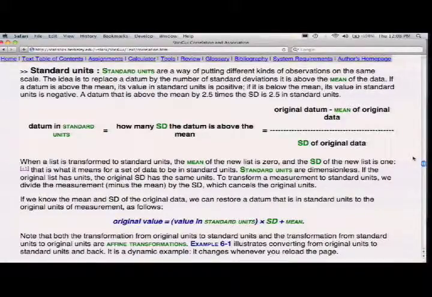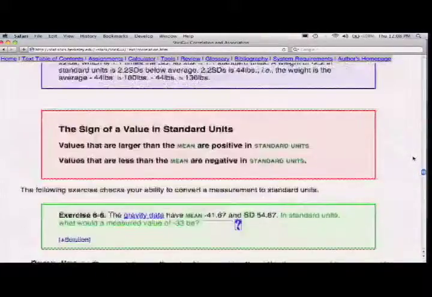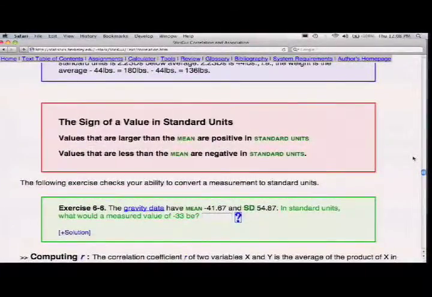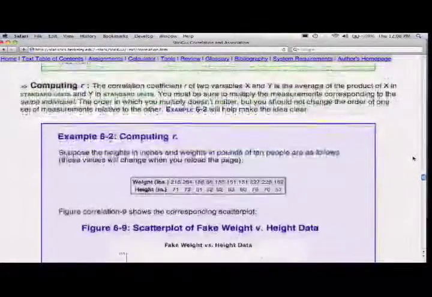And you can go back and forth. If you have the value in standard units, times the SD plus the mean takes you back to the original units of measurement. If you have a value that is above the mean, then when you convert it to standard units, it's going to be positive. If you have a value that's below the mean, when you convert it to standard units, it's going to be negative.